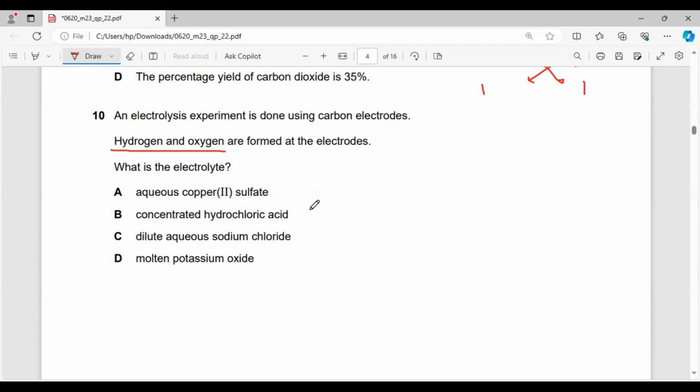In case of concentrated hydrochloric acid, we will get hydrogen and chlorine as the products. In case of dilute sodium chloride, as sodium is more reactive than hydrogen, sodium will stay inside the solution and hydrogen will form the product at the cathode. As it is a dilute solution, instead of chlorine, we will get oxygen at the anode. So C is the correct answer. In case of molten potassium oxide, as it is molten, we will get potassium at the cathode and oxygen at the anode.